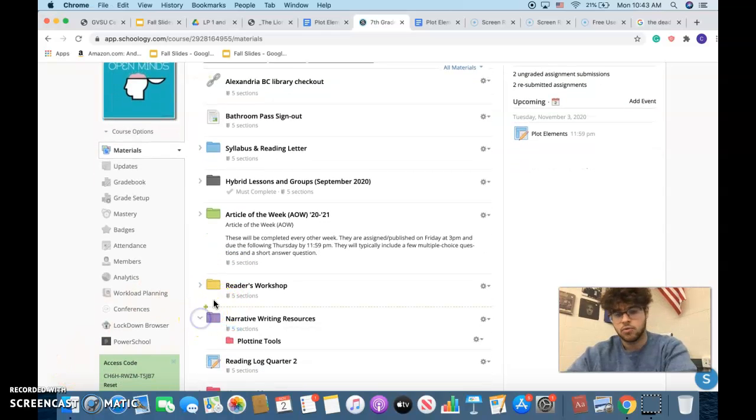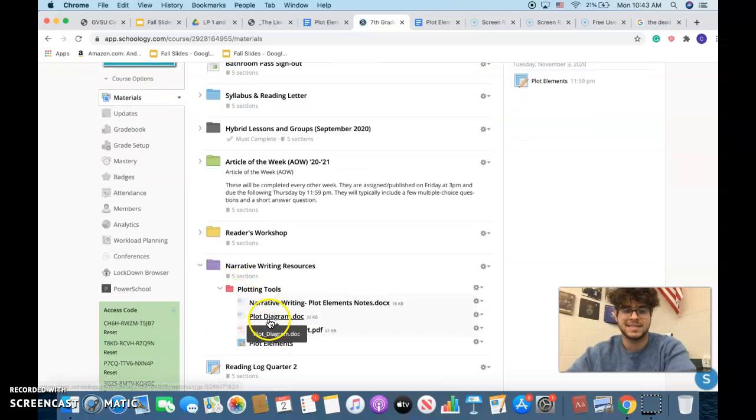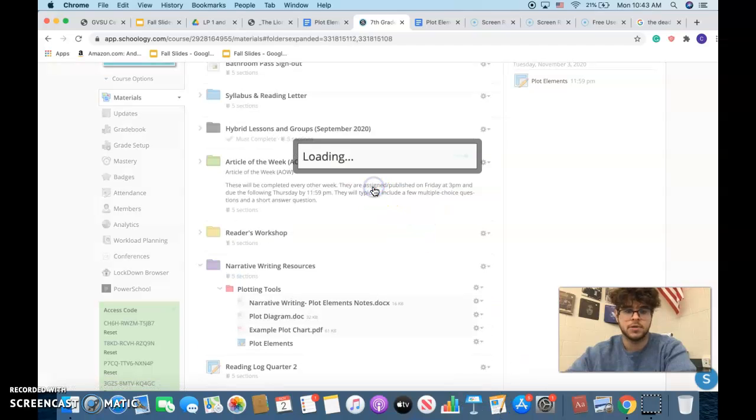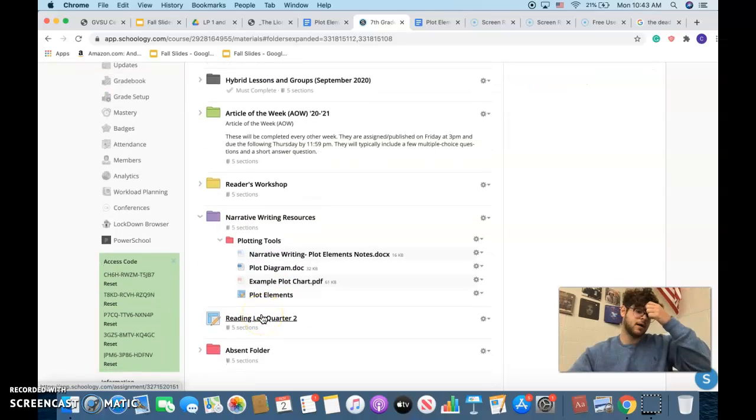You will find the sheet that you'll need in the same exact folder, plotting tools, and it'll be the plot diagram, which will be published for you. You'd click on that, and I'd want you to fill it out. So if you did not end up watching The Lion King, that's okay, but I'm sure you probably have seen it or you know the story.